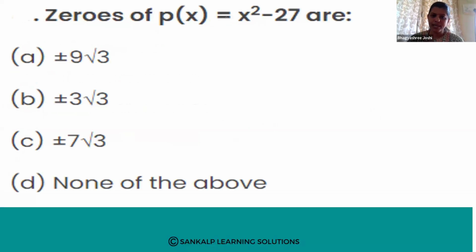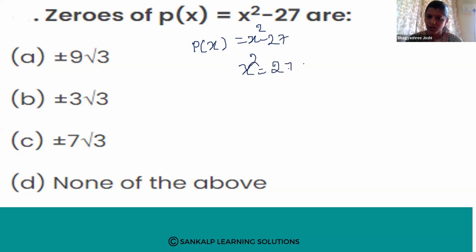Zeros of P of x, where P of x is the polynomial x square minus 27. So P of x is equal to x square minus 27. Now transfer this minus 27 to this side. That is x square is equal to 27. If you shift minus 27 to this side, you will get plus 27. Then what is the value of x? Plus or minus square root of 27.